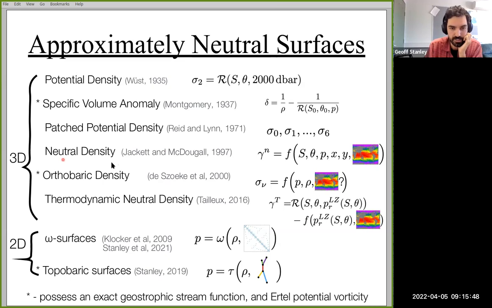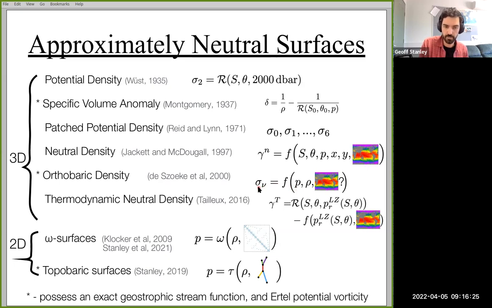Then another famous one, neutral density, from Jackett and McDougall in 1997. That's this gamma n, which is a function of salinity, temperature, pressure, as well as the spatial coordinates x and y, and a climatology from Levitus. So you might wonder, well, why is it a function of x and y? That's kind of weird, like latitude and longitude. And we'll have hopefully a better understanding of that by the end of the talk. But that is fundamental to neutral surfaces, that they are geographically dependent. So then there's two more here, orthobaric density and thermodynamic neutral density, which are new ones as well.